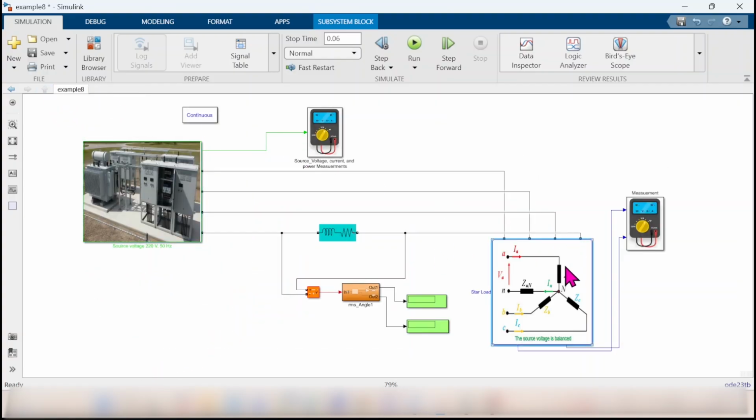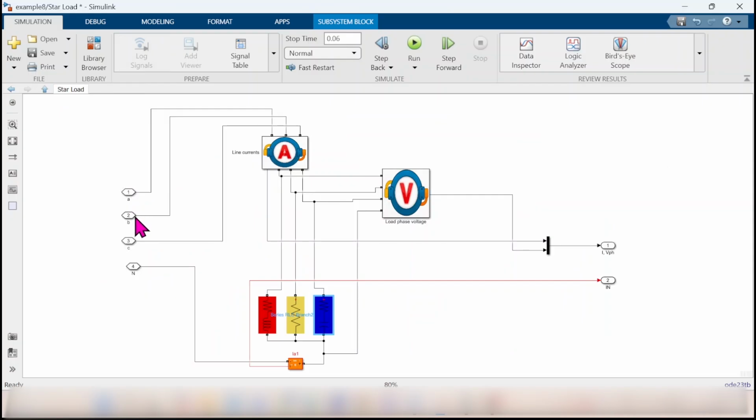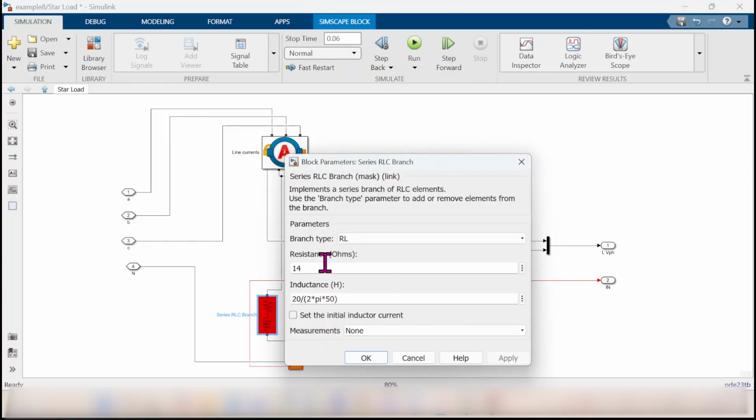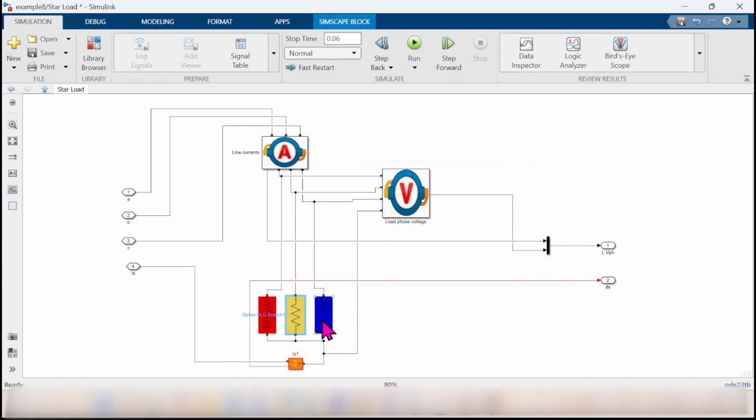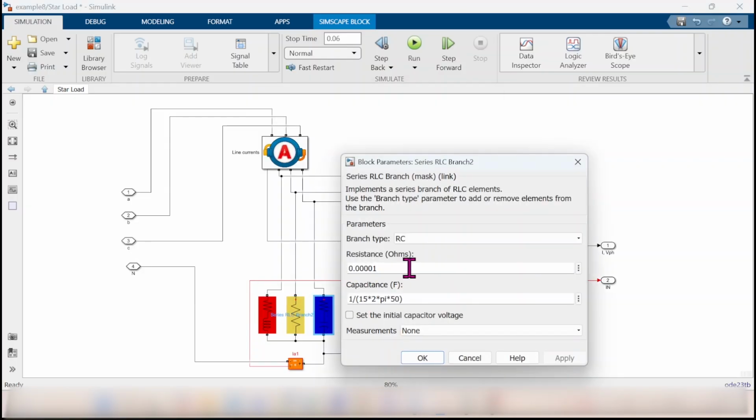Let's look at the load. We have the three currents A, B, C. We are going to measure the currents and the load voltages, and we have the load here for phase A. We have 14 plus j20, so we are going to divide that one by omega. That one will be the inductance in henry. Phase B is 25 ohm, and phase C will be minus j15. As you know, a capacitance cannot be connected directly to the source in parallel, so we have a small resistance here, and 1 over XC omega gives you the capacitance in farad.